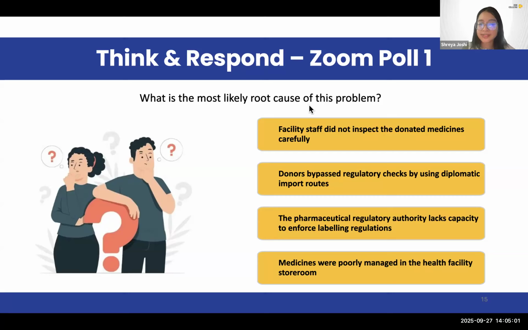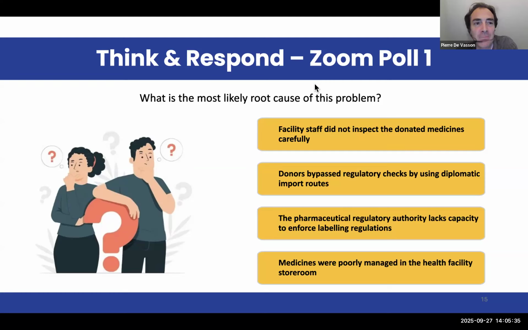So it is 14% of the people selected the first option. 29% of the participants selected the second. 49%, which is the majority, selected the third, and 9% selected the fourth. So that's interesting to understand that actually 50% of the 60 participants went for the good answer, which is number 3, the pharmaceutical regulatory authority lacks capacity to enforce labeling regulation.